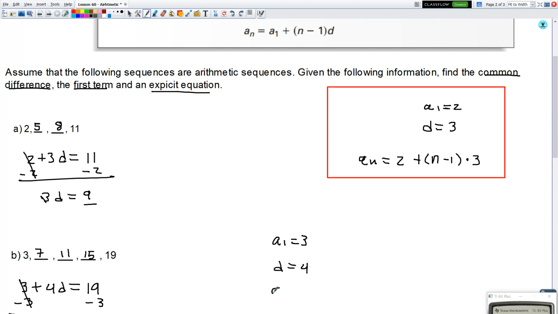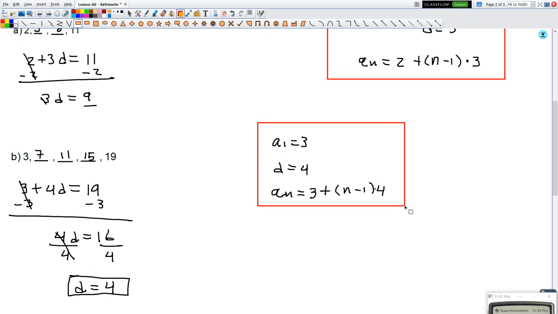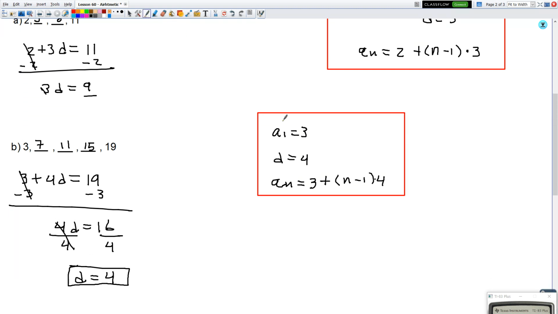So we're going to have an equals a1, which we found to be 3, plus n minus 1 times the common difference, which we found to be 4. So we're done with this example because, again, all they were asking us was to figure out what the first term is, which is 3, figure out what the common difference is, which is 4, and find out the explicit formula.